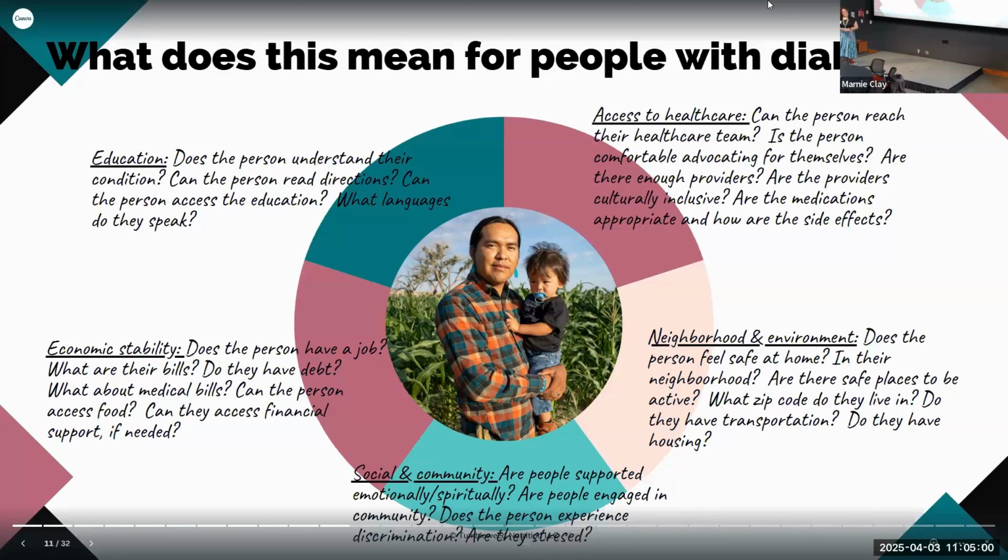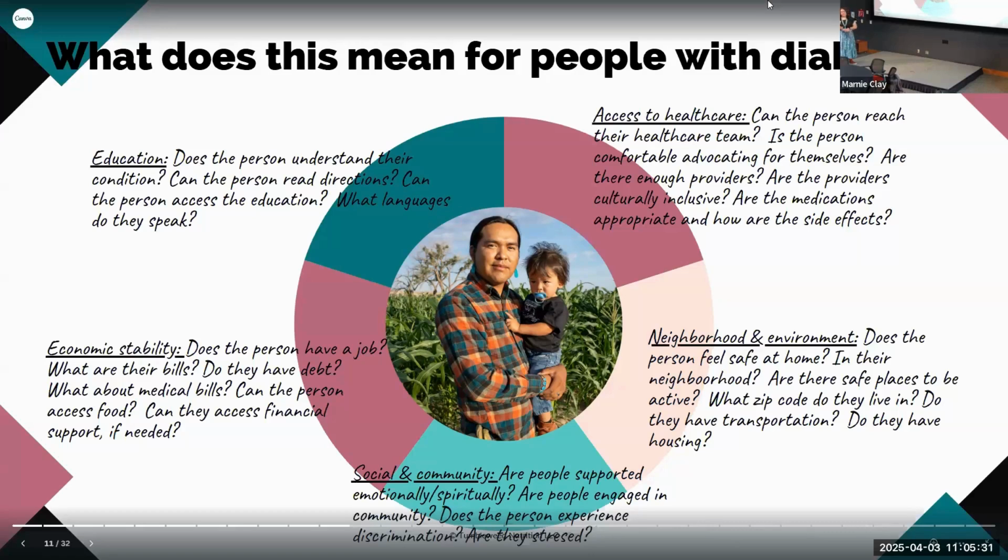Economic stability, again, does the person have a job? What are their bills? Do they have debts? What about, can they access food? And can they access financial capital if they needed to? And if they did, how do they get it? Do they go to like a loan place where they have really high interest rates? Like, how do they get their access to their money? Are they on SSI? Do they get SNAP?